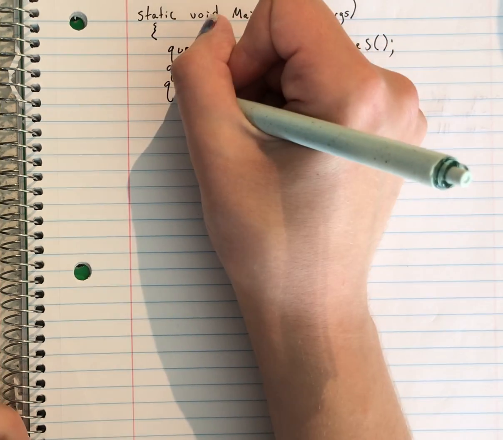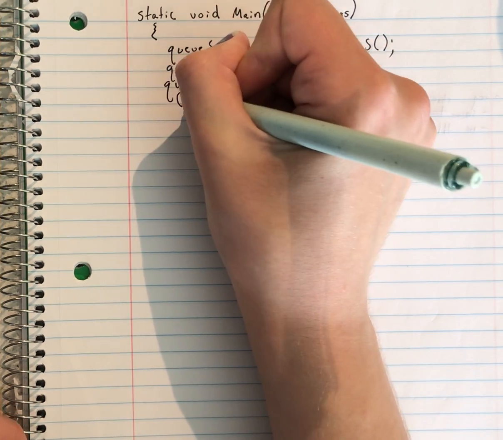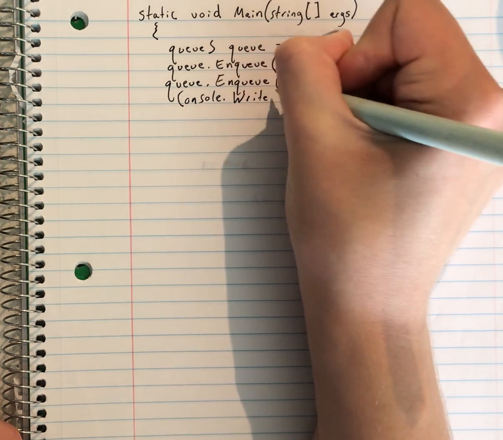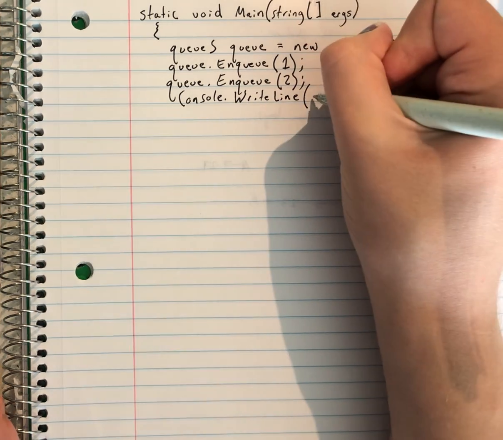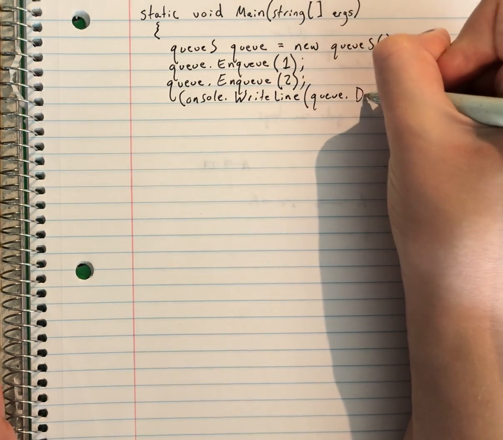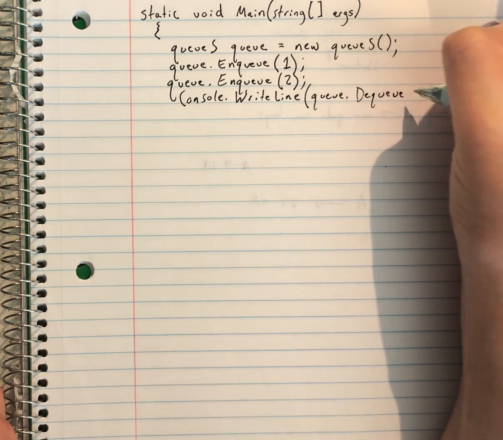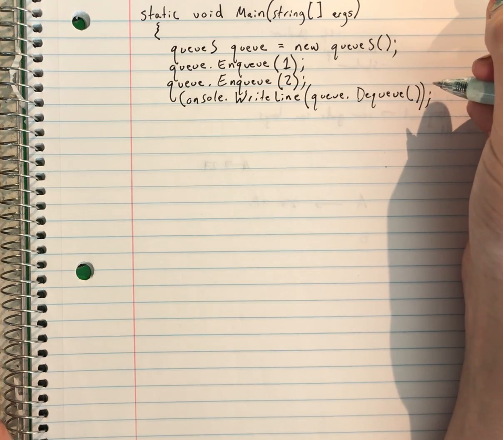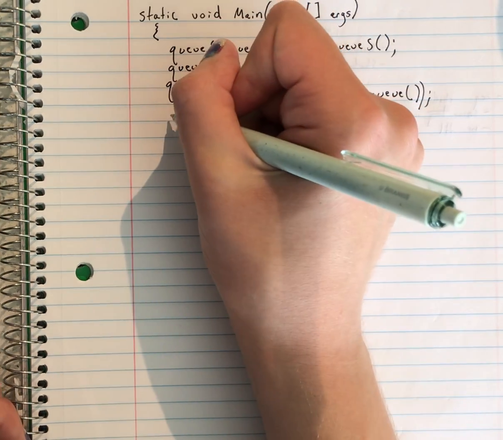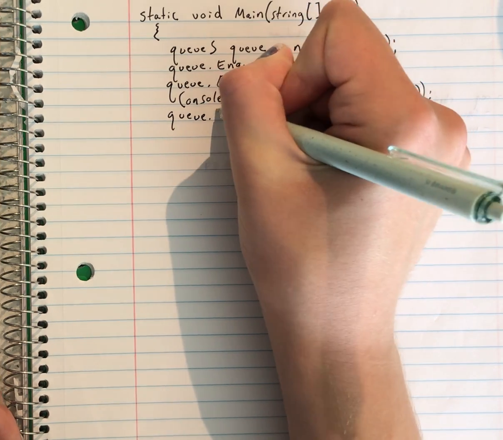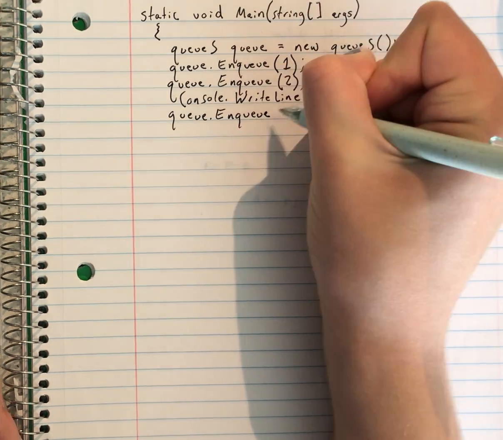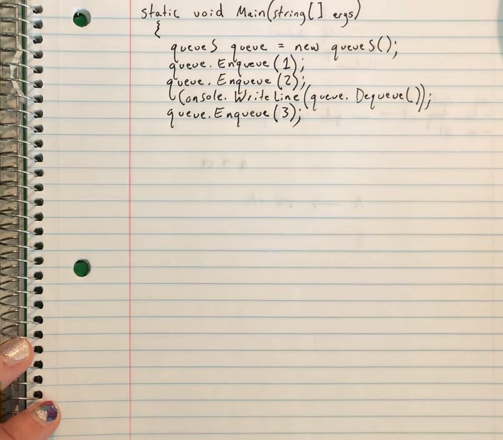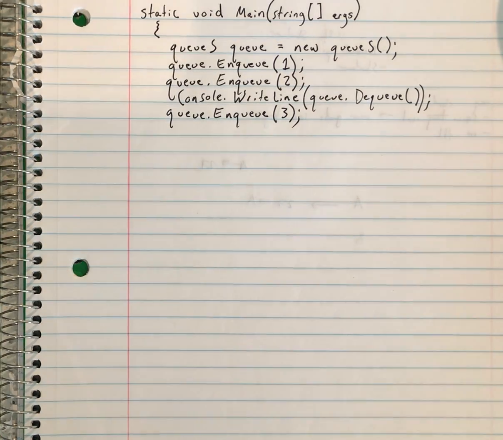2. And let's dequeue. So just to check what is being dequeued, we'll use console.writeLine. We don't need to pass anything into here. And let's enqueue one more element. Awesome. So this is our driver code that we're going to work with in our class here.